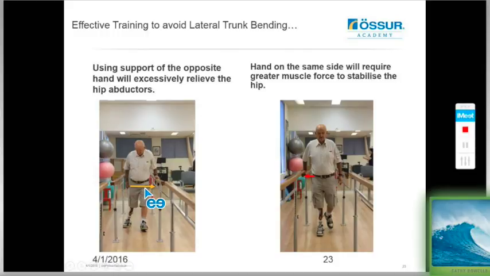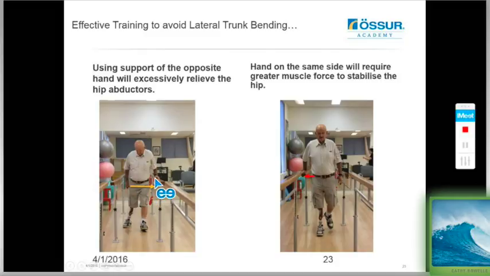So it's quite significant on this side in comparison to this photo, where we have a much smaller amount of mechanical advantage relief for the abductors on the prosthetic side, where you can see he's actually had to shift his pelvis and use the muscles to control himself, okay, by using the same hand on the prosthetic side.